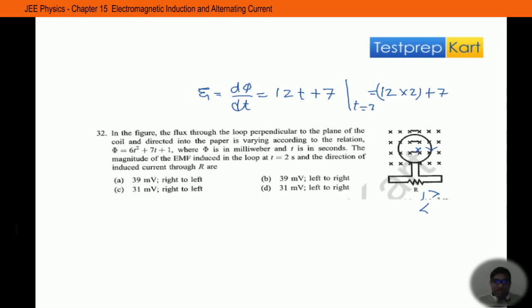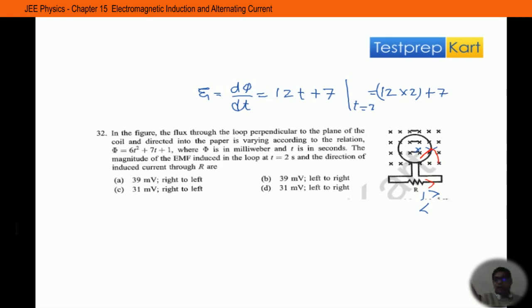Okay. Now we'll consider that the direction of current is from left to right. Okay. So if your current is going from left to right, meaning in this direction, so it would be the direction of current.